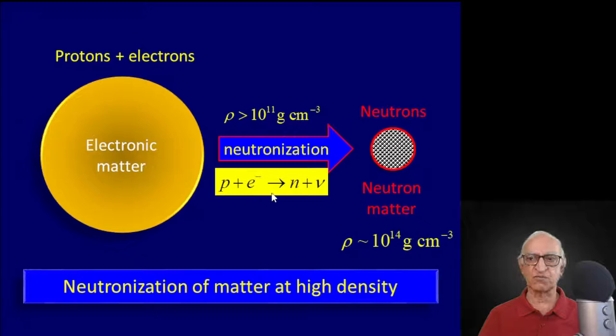And Landau's idea was that the energy that is needed for this reaction to happen can be obtained if this star were to collapse from a very large radius to a radius of mere 10 kilometers. And by that time, what you'll be left with is matter which consists entirely of neutrons, neutron matter, and whose density will be of the order of 10⁻¹⁴ grams per cubic centimeter, which is the density of atomic nuclei on Earth. So this was the brilliant idea of Landau.